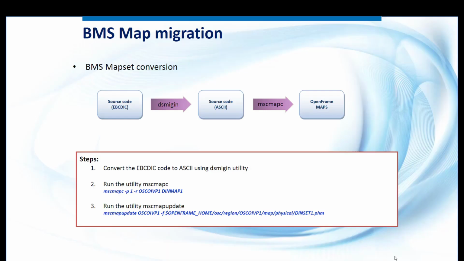BMS map migration. BMS map migration is straightforward in OpenFrame. Once you have the source for BMS maps, you just need to compile the maps using the utility called MSC Mapc. MSC Mapc stands for Mapping Services for CICS Map Compilation. And similar to mainframe, it generates two components. One is the physical map and the second is a symbolic copybook. Now let us take a look at the sample map code first and then try to compile it.